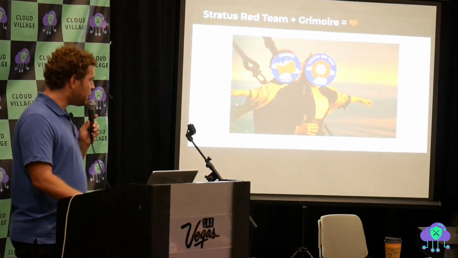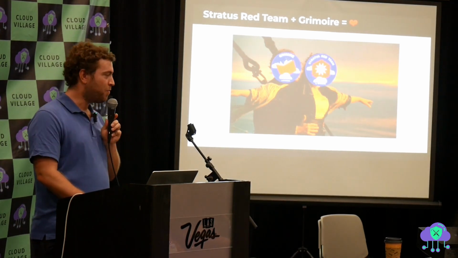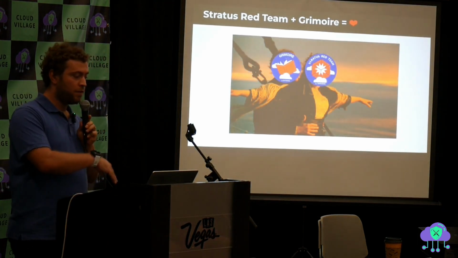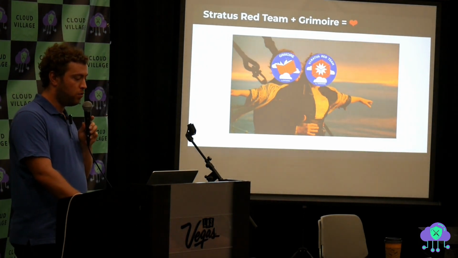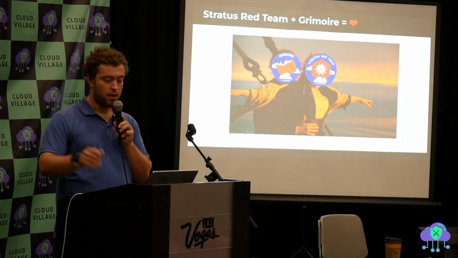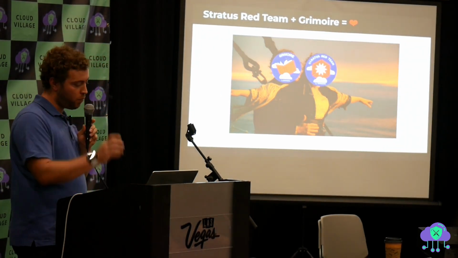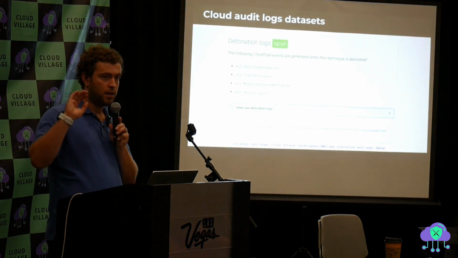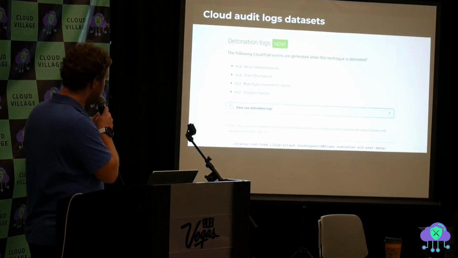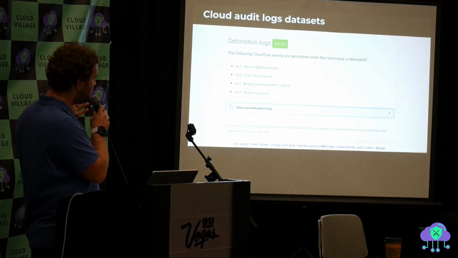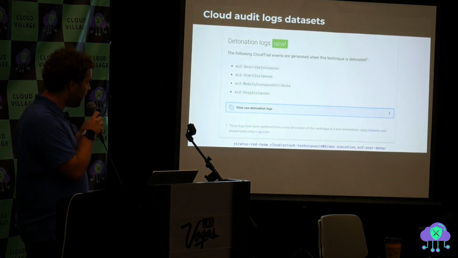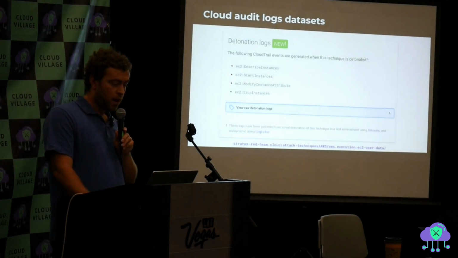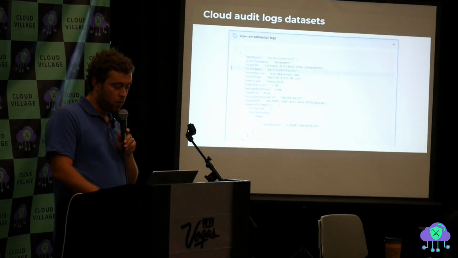So that's the first demo, and it's been almost 30 minutes. They work together in the way that you have seen, so you can use Grimoire to detonate Stratus Red Team attacks, but we also wanted to use it the other way. Now in the Stratus Red Team docs, if you look at one of the attack technique docs, you also have the actual detonation logs, the actual CloudTrail logs that running the attack gives you. So you have the event names, and you also have the actual raw events.